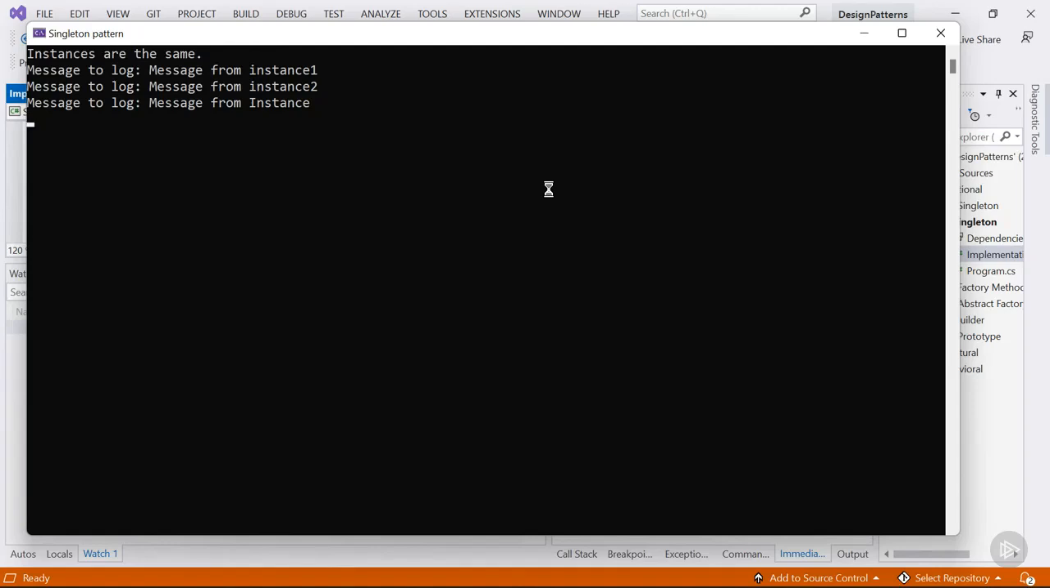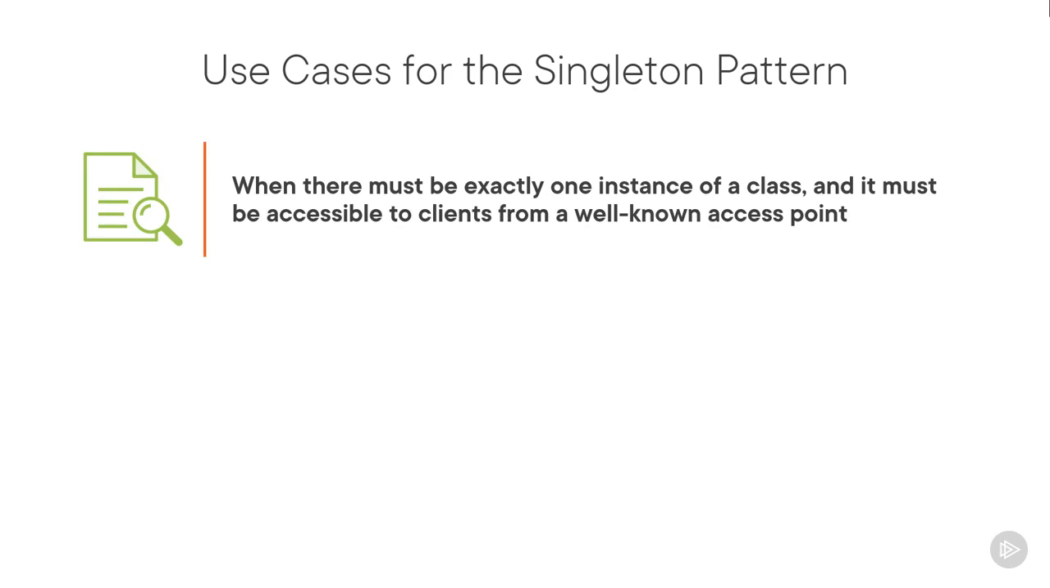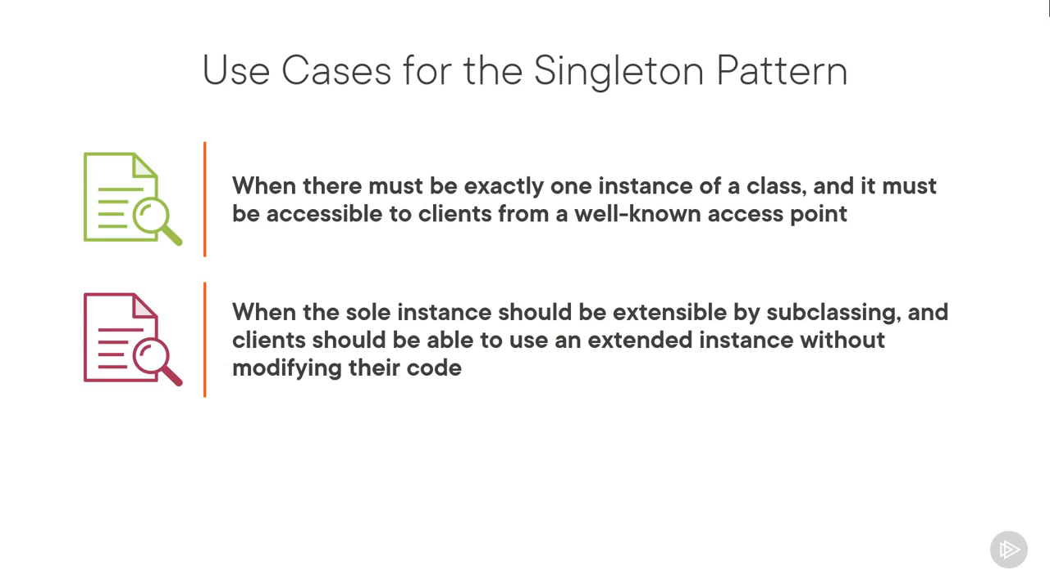Let's cover the use cases for this pattern next. You can use this pattern when there must be exactly one instance of a class, and it must be accessible to clients from a well-known access point. Our logger is a prime example of that. It's also useful when the sole instance should be extensible by subclassing, and all clients should be able to use an extended instance without modifying their code. That is what we enabled by using a protected constructor. Let's have a look at the pattern consequences.